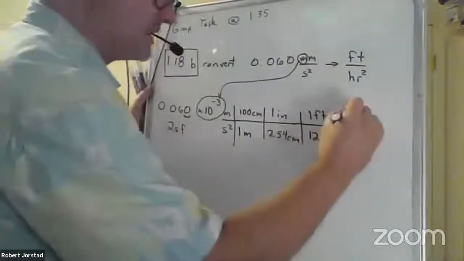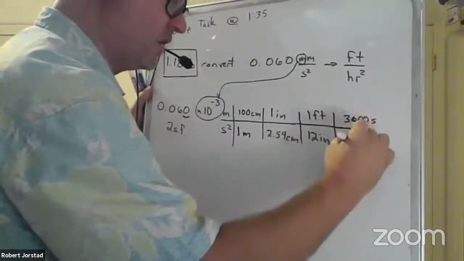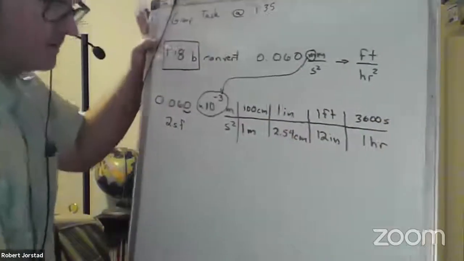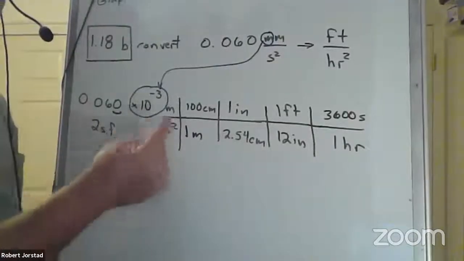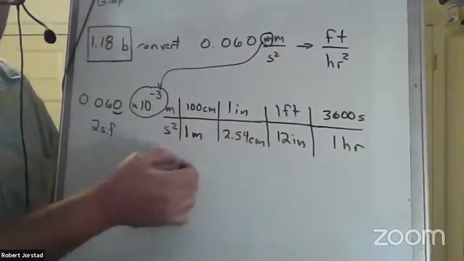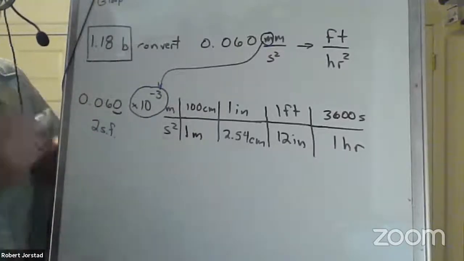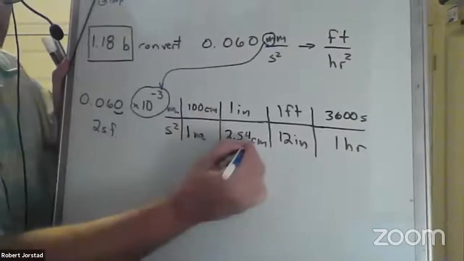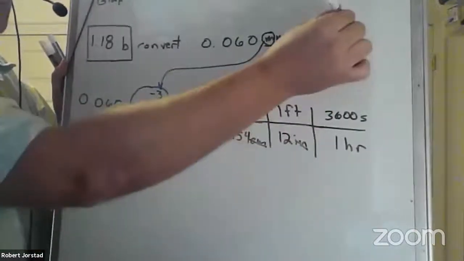So I know there's 3,600 seconds in 1 hour. Now, when I look at this, let's go through this carefully. Think of this as the numerator of a fraction, and this as the denominator of a fraction. Sometimes chemistry people call this the railroad tracks. Well, let's see what cancels. Meters cancels meters. Centimeters cancels centimeters. Inches cancel inches, and I'm left with feet.